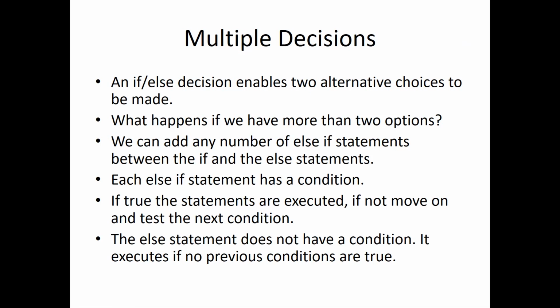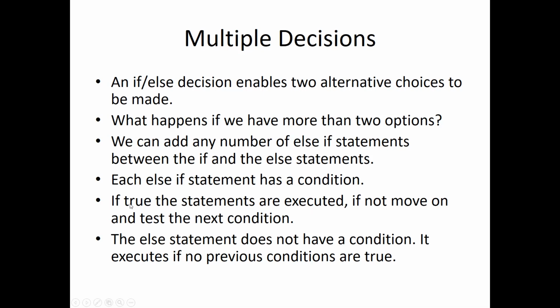So let's make this a little bit more challenging. We've got an if-else decision, and that gives us two alternative choices. If the decision is true, we go down one route, and if the decision is false, then we go down the other route. We can add any number of else-if statements between an if and an else. And again, this is something that you might have done in a slightly different way in other languages.